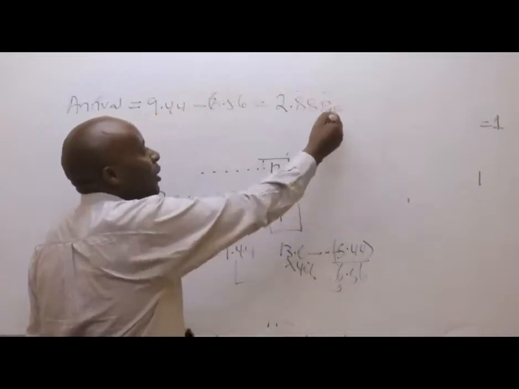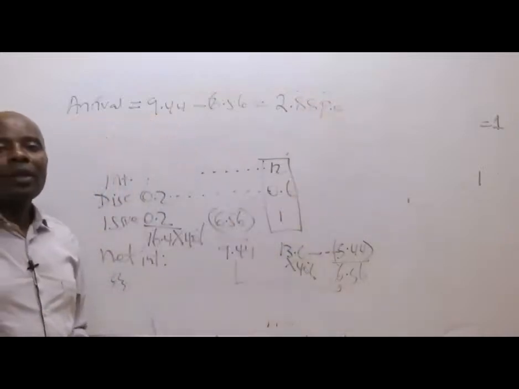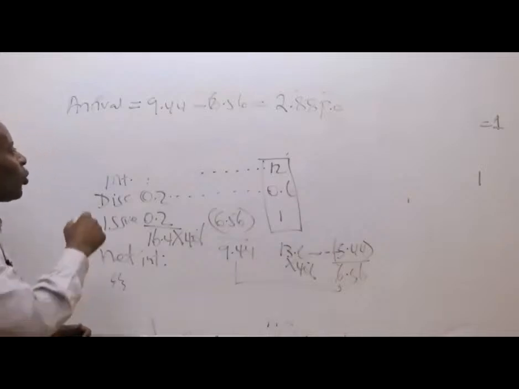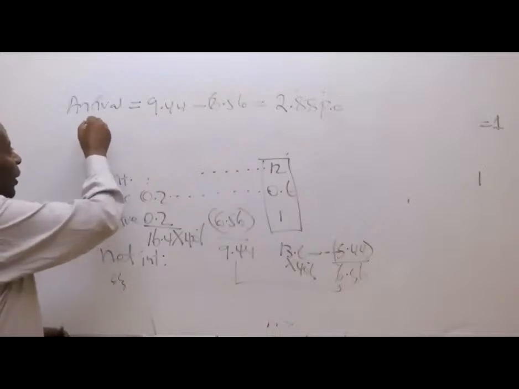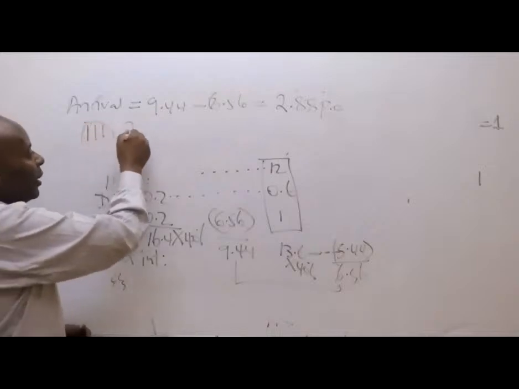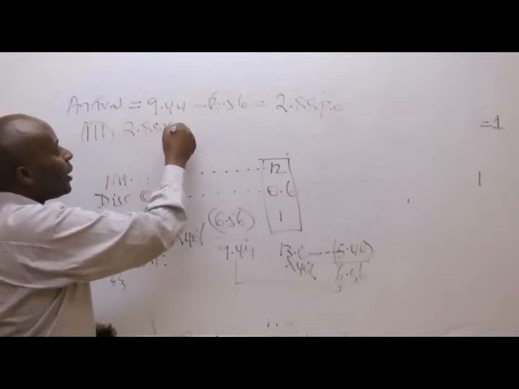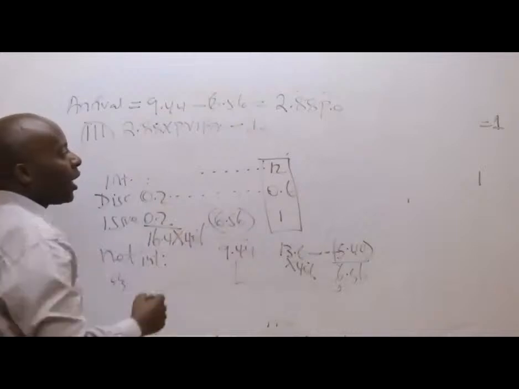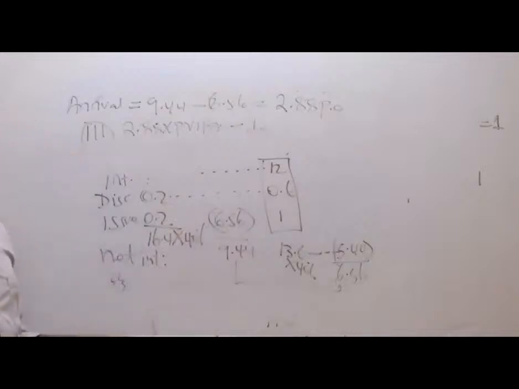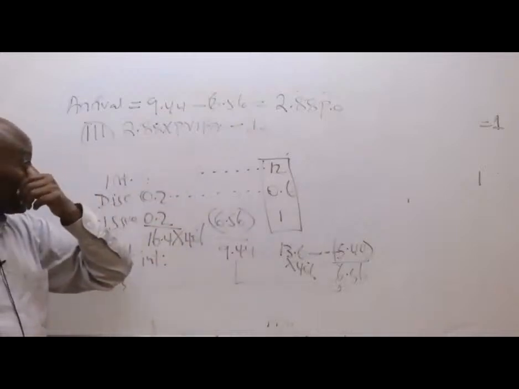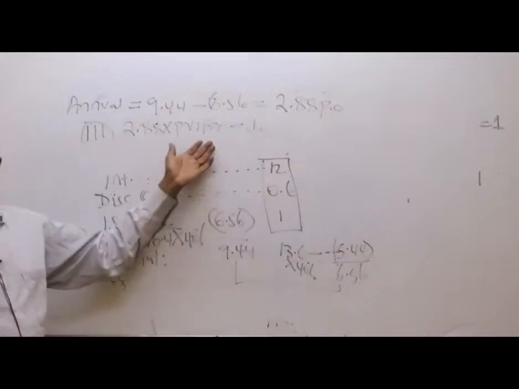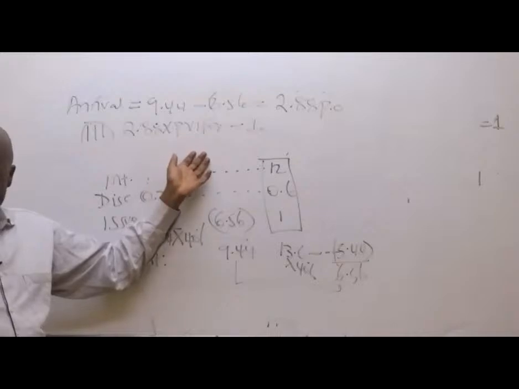Remember, this is per annum. So if later on they want me to change this to a net present value, how they want us to do it in Roman 3, I'll take 2.88 per annum times PV4 minus initial outlay. Remember, this is the present value interest factor of an annuity.